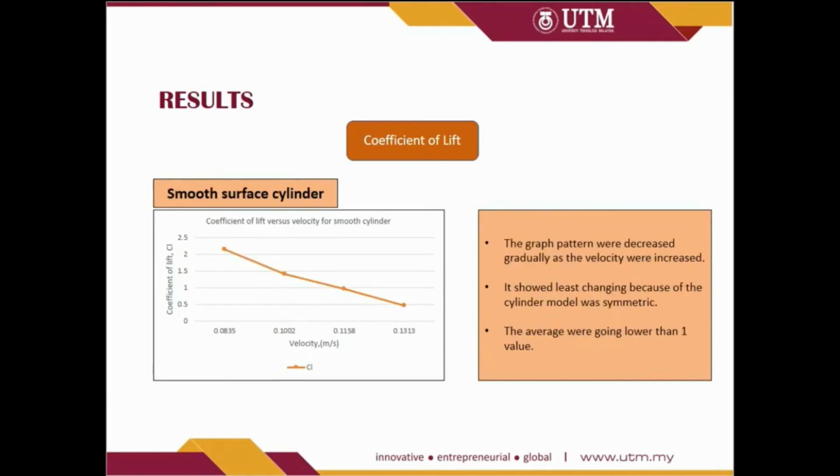Then, we proceed to the smooth surface cylinder. The graph pattern decreases gradually as the velocity increases. The value of CL shows least change because the cylinder model is symmetric. The average goes lower than the value of 1. So from this graph, as a conclusion, the lift force is not so much affected around the cylinder due to the symmetrical shape.